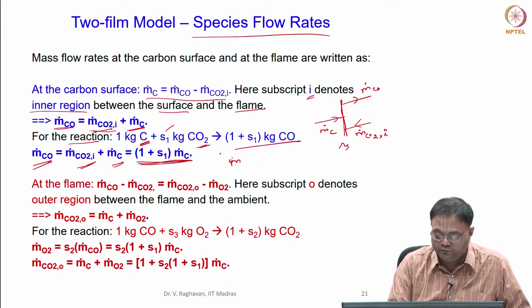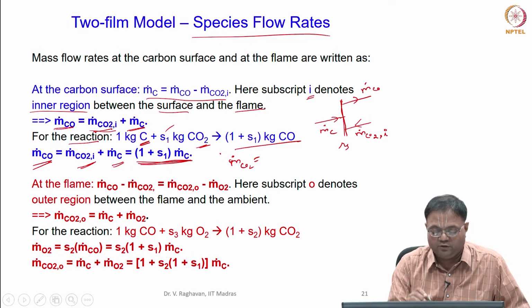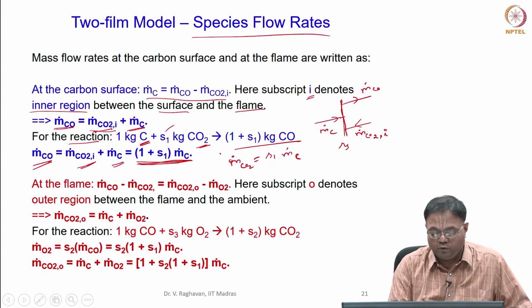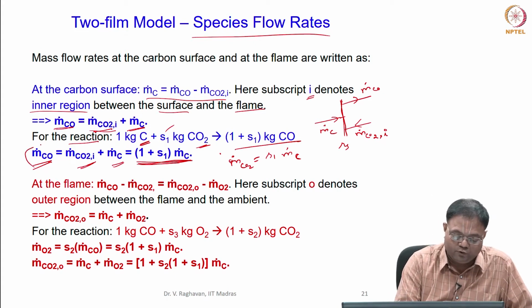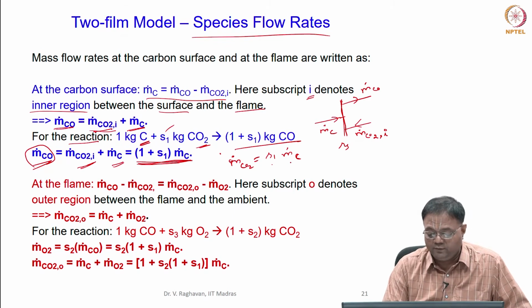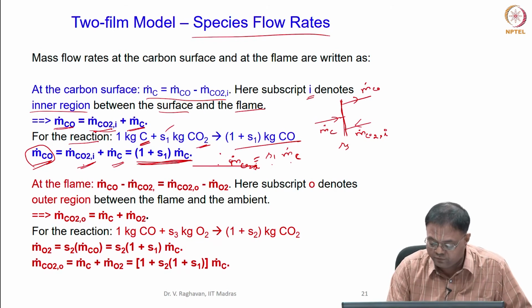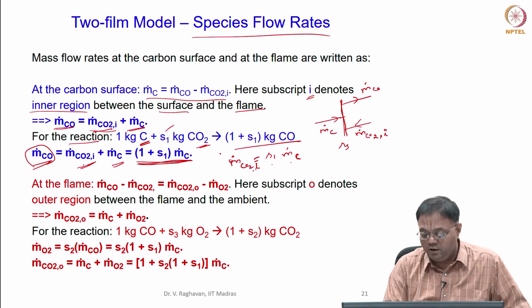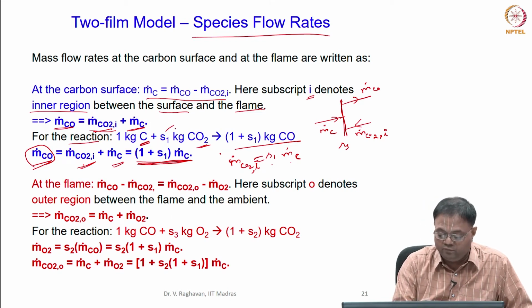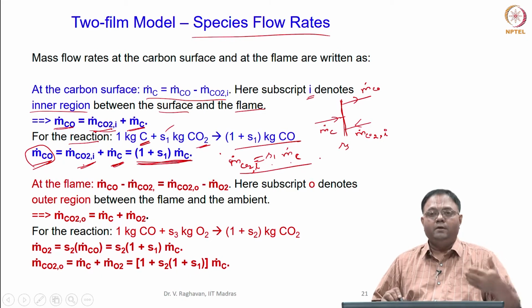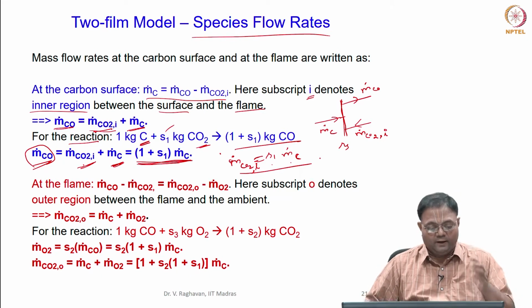So CO2, the oxidizer mass rate m dot of CO2, will be equal to S1 times m dot of C. When I put that, I get this equation: 1 plus S1 times m dot of C. The mass rate of CO2 is written as S1 times m dot of C. So the flow rate is 1 plus S1 times m dot C. So you keep this in mind. This is the fluxes, or the flow rates, at the carbon surface.